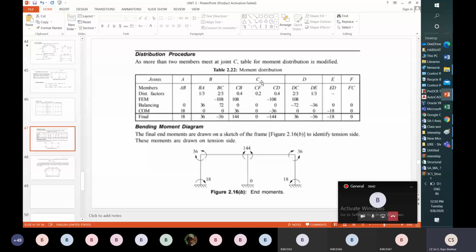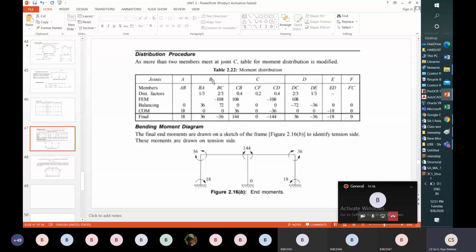Let us suppose C is satisfying the joint equilibrium equation. Here we have 3 members meeting, even though it is satisfying joint equilibrium. Why? Because MCB is equal to 108, MCF is equal to 0, MCD is equal to minus 108. If you sum these, it is satisfying joint equilibrium, which means no need to distribute any load to individual members, even though we have distribution factors. That's why I distributed 0 moment to members CB, CF and CD.